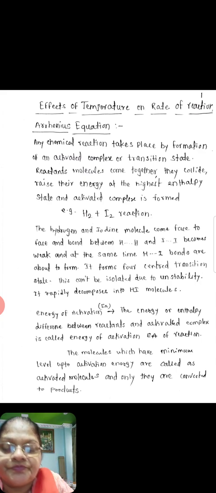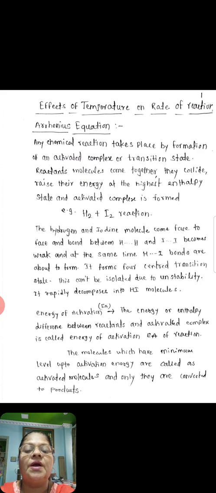Today in your class SYBSc semester 3, all of you will learn chemical kinetics. In this chemical kinetics, first you will learn the effect of temperature on the rate of reaction. So, the Arrhenius equation: any chemical reaction takes place by formation of an activated complex or transition state.